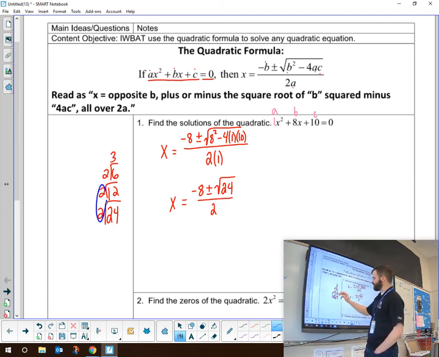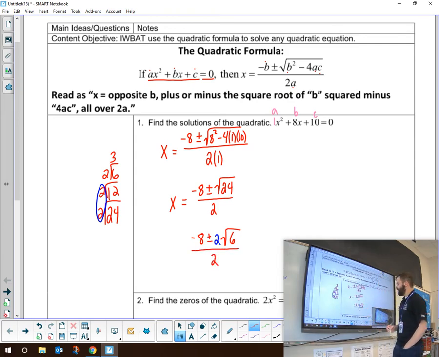So we're going to have a pair of 2's that we're going to pull to the outside, and on the inside of my square root, we're going to have a 2 times a 3, so we'll have a 6. So I'm going to have negative 8 plus or minus 2 square roots of 6 over 2. Okay, then we simplify it. All right? We're dividing the whole thing by 2.